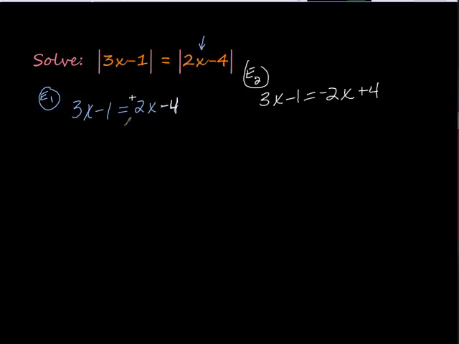I'm going to solve them one at a time. Usually I like to gather the variables first, so I'm going to gather the variables to the left-hand side. Taking 2x from both sides gives me x minus 1 is equal to negative 4. So far so good, right? Remember, we're just trying to get this x alone. I have a negative 1 here, so I'm going to add 1 to both sides, and we get x is negative 3.